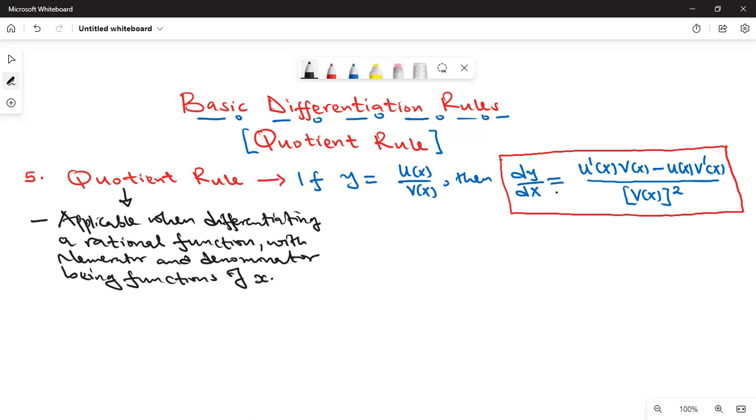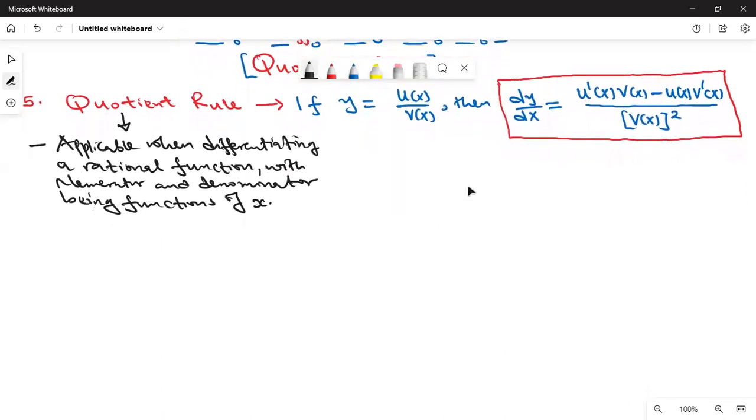So what the rule states is that you differentiate u keeping v constant, minus, now keep u constant, differentiate v, then over v squared. That's the quotient rule. Let us derive this rule, the derivation.